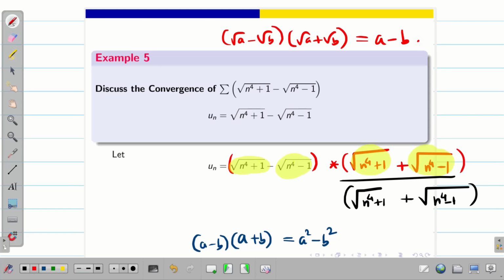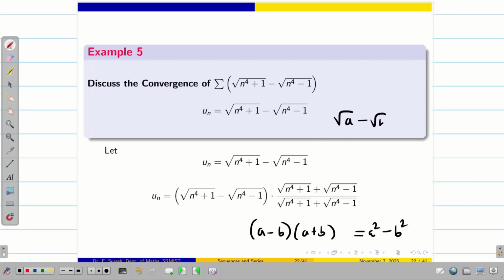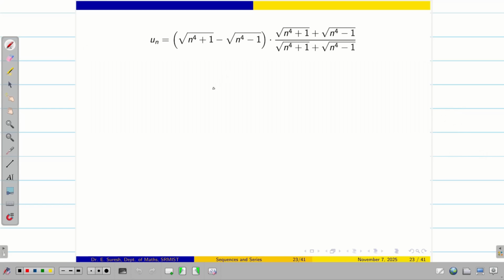And simplifying this, we will get only terms in the denominator, which we consider as Vn. So square root of a minus square root of b into square root of a plus square root of b is going to be simply a minus b. So my numerator becomes simply n power 4 plus 1 minus n power 4 minus 1.